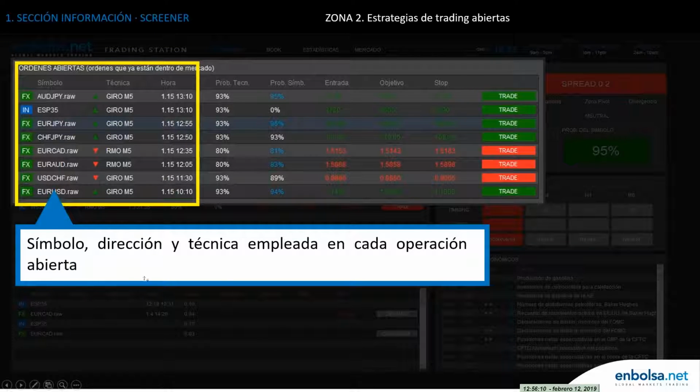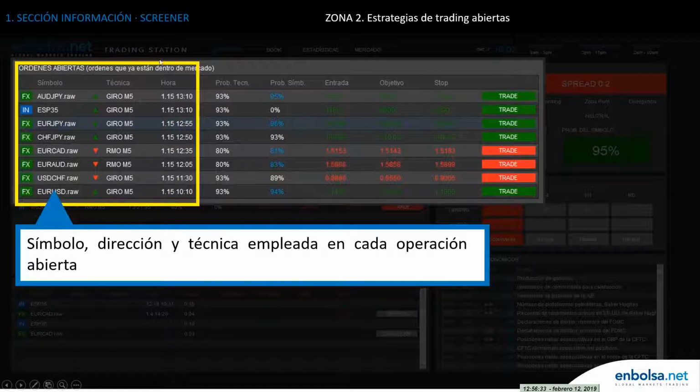The second box is for the open trading strategies. In the first section, we see the symbol. Remember, green for currencies, blue for indexes, and yellow for commodities, along with the technique and time it was opened. By default, all trades will appear ordered from the most recent one to the oldest.